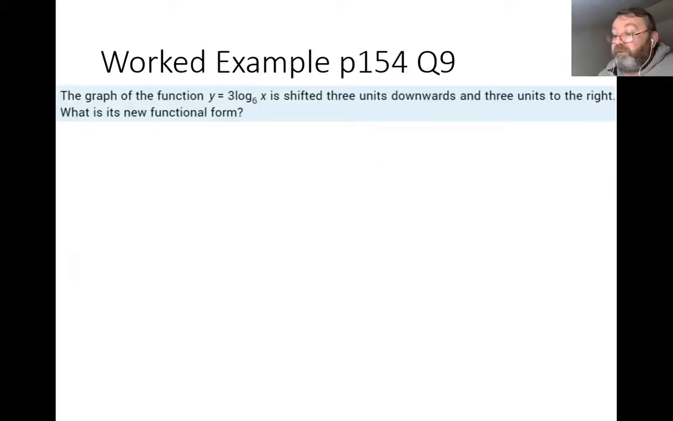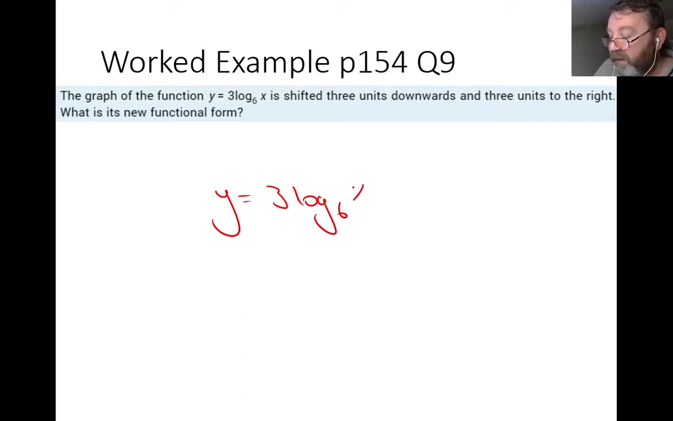Worked example page 154, question 9. This is the second last example. One more, and then I'm going to give you some to do. The graph of the function y equals 3 log to the base 6 of x is shifted 3 units downwards and 3 units to the right. What is its new functional form? So y equals 3 log to the base 6 of x.